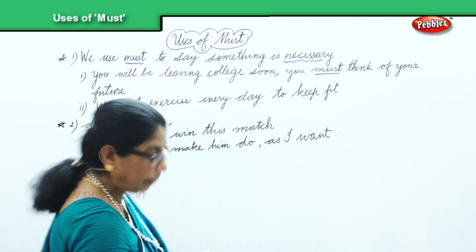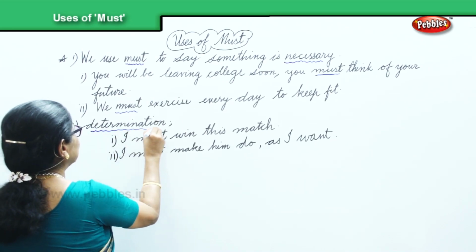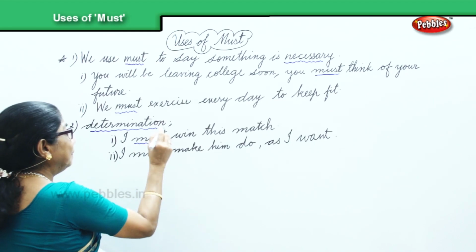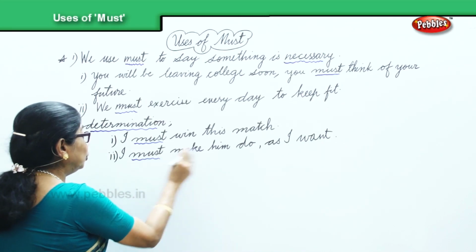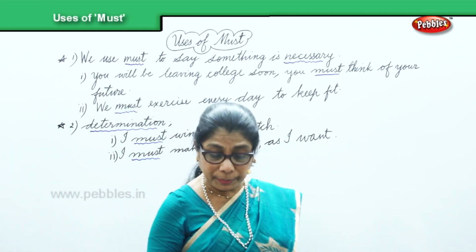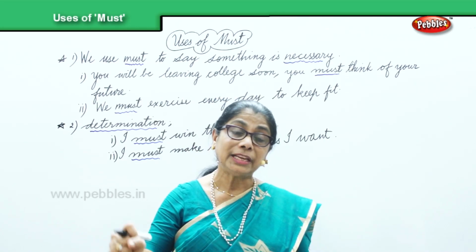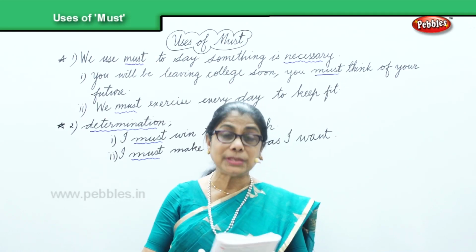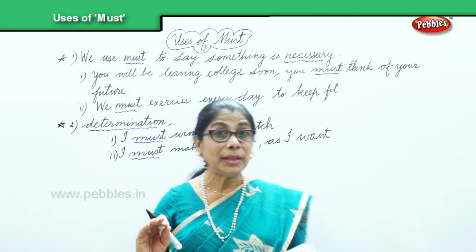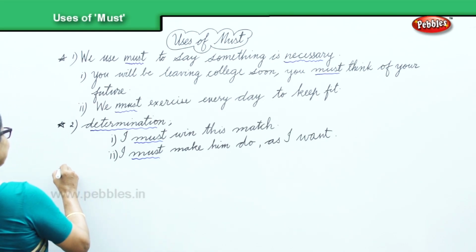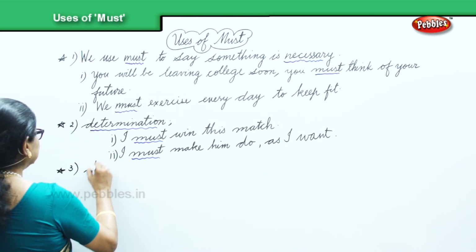Okay, let's look at it. The second one is determination. When you're determined to do something, then you use must. I must win. I have to win. I must win this match. I must make him do as I want. So in determination, we use must. And in the third category, duty. In duty, we use must. A soldier must fight for his country. Everyone must do his duty. So in the third category, it is used in duty.